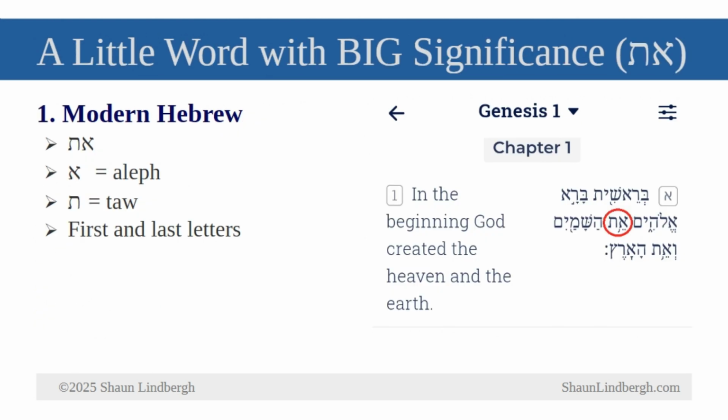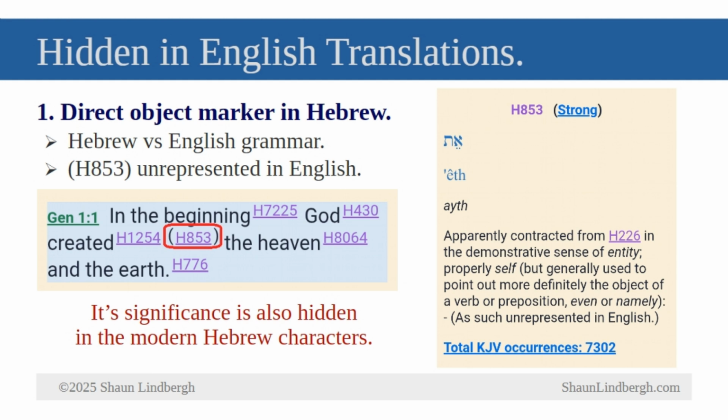A little word with big significance, the Hebrew word et, aleph and tav, the first and last letters of the Hebrew alphabet. But it's hidden in the English translation because of a difference between Hebrew and English grammar. In Hebrew, it's a direct object marker, linking the object to the preceding verb. But we don't do that in English. So it's unrepresented, as shown in the brackets around the Strong's number. But its significance is also hidden in the modern Hebrew characters, as you'll see right now.